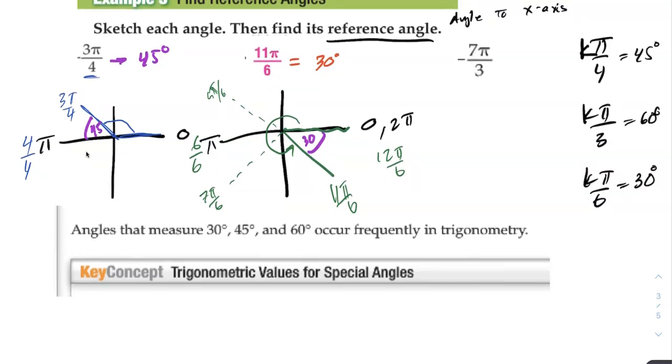Okay, the next one, negative 7 pi over 3. So a couple things here. Again, it's over 3, so I already know it's going to be a 60-degree angle, since it's radians, we know what it is. It's a negative, so we're going to have to go down, not up this time.